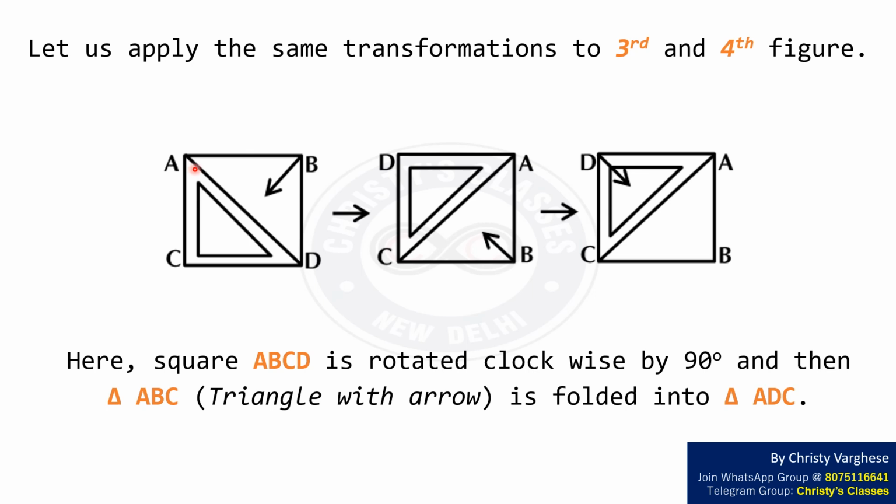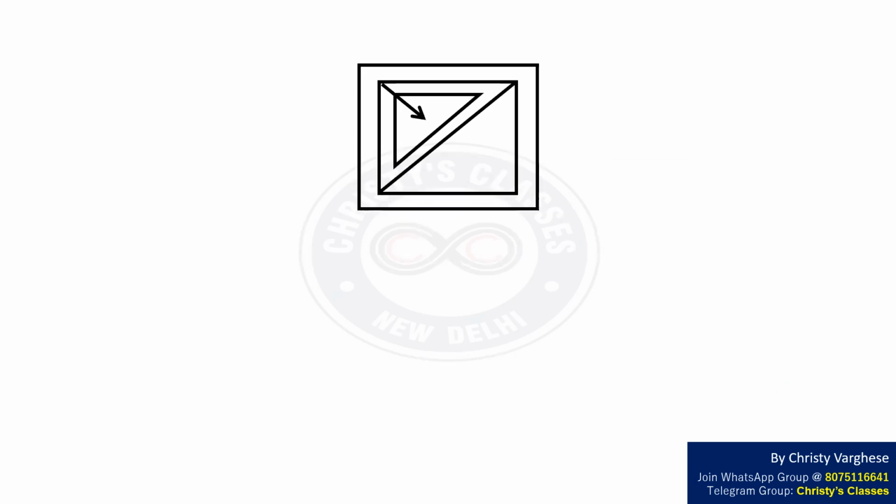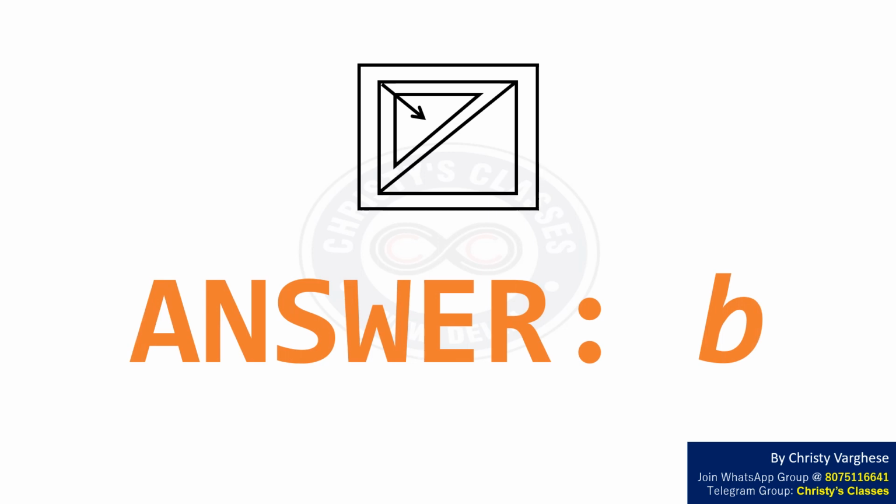Here, square ABCD is rotated clockwise by 90 degrees and then triangle ABC is folded into triangle ADC to get this figure. The resultant figure is same as option B. Hence, the right answer to the question is option B.